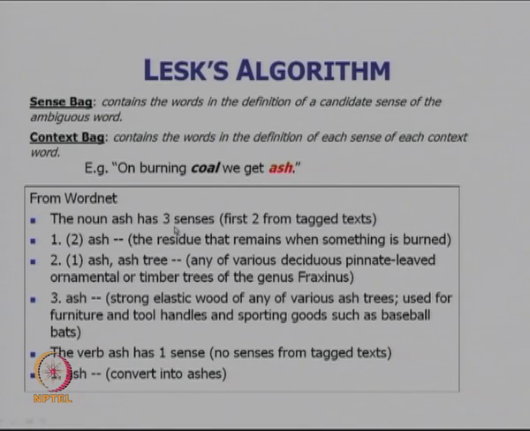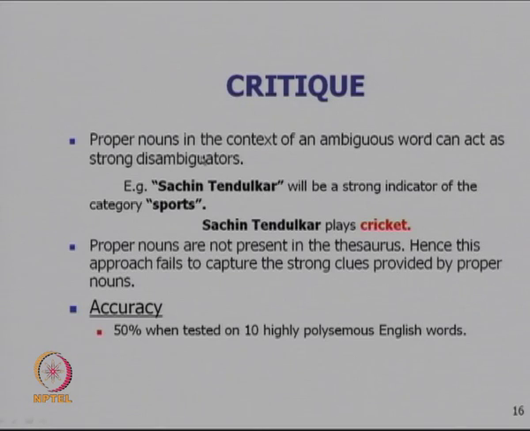So, this is a very simple idea which shows how the algorithm works, and however, the method is not free from its critics. Proper nouns in the context of an ambiguous word can act as strong disambiguator. For example, Sachin Tendulkar will be a strong indicator of the category sports. So, in the sentence Sachin Tendulkar plays cricket, the sense of cricket becomes very apparent because of the presence of Sachin Tendulkar. Okay. Cricket has two senses, one is sports sense, the other is the insect sense. So, here the word play is disambiguator, Sachin Tendulkar is a strong disambiguator.